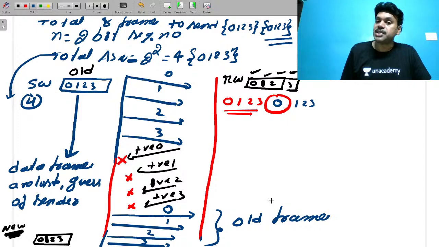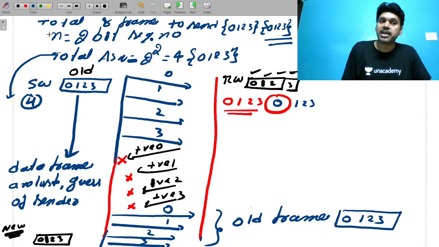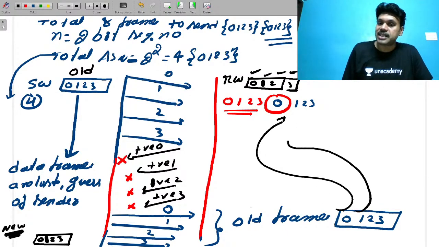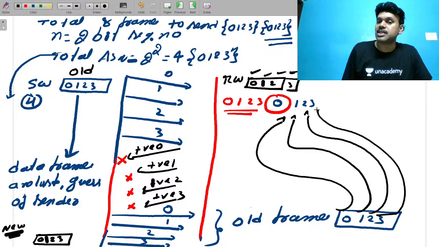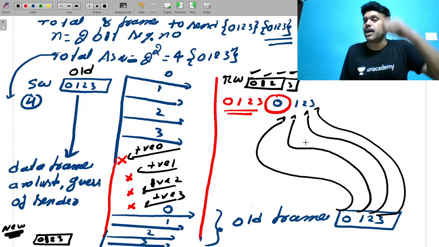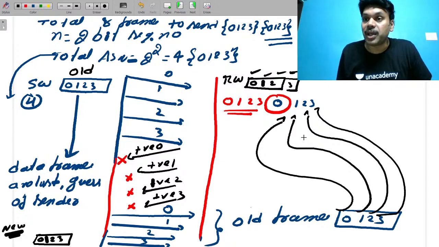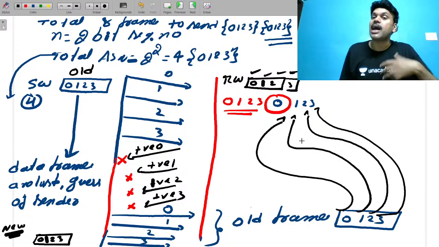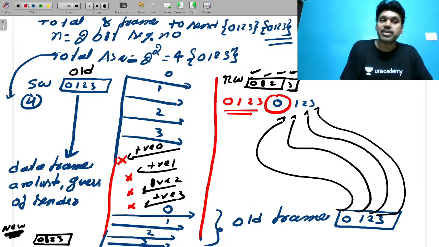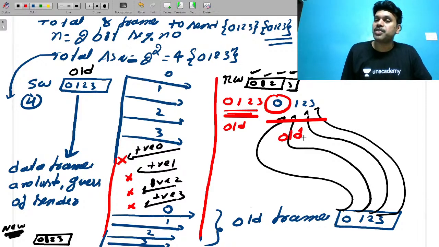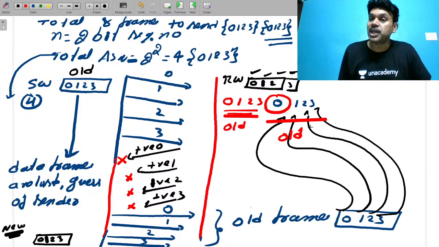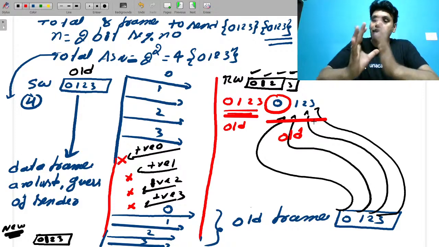Now tell me, receiver is expecting, please observe, your sequence numbers 0, 1, 2, 3 have been retransmitted. Receiver is expecting 0, okay, matched. Expecting 1, matched. Expecting 2, matched. Expecting 3, matched. Then he will accept them. But he accepted duplicate data frames. He is thinking that I am receiving new frames, but you observe that these are also old frames only. Your message got duplicated here.